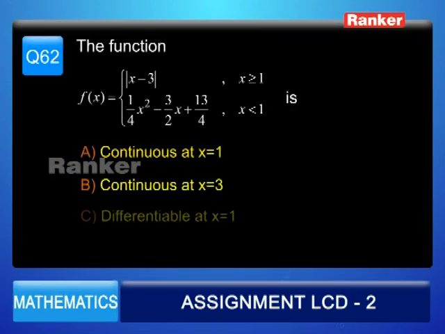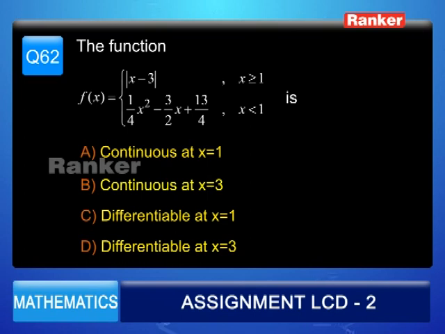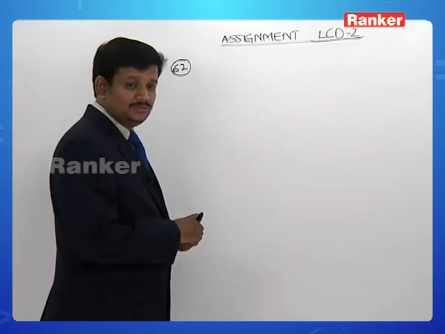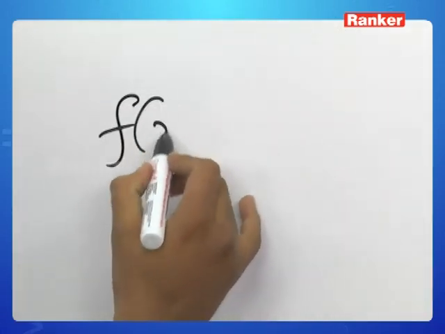Next question. The function f of x is equal to mod x minus 3 whenever x is greater than or equal to 1, and x square by 4 minus 3x by 2 plus 13 by 4 whenever x is less than 1. Option A, continuous at x equal to 1, option B, continuous at x equal to 3, C, differentiable at x equal to 1, and D, differentiable at x equal to 3. So for the function f of x, we need to check continuity and differentiability at x equal to 1 and x equal to 3. Let us look at the definition of the function.